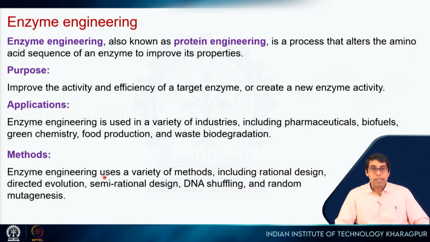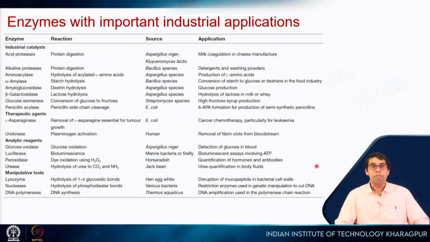So, what are the methods? Enzyme engineering uses a variety of methods that can include rational design, directed evolution, semi-rational design, DNA shuffling and random mutagenesis. Now, these last three sort of come within the first two. So, broadly we will see that enzyme engineering can be done either using rational design or using directed evolution. I will show you one example where both these are used in combination to get an enzyme with desired function and activity. Okay.